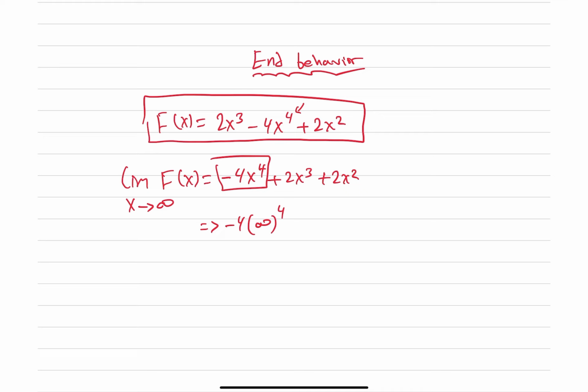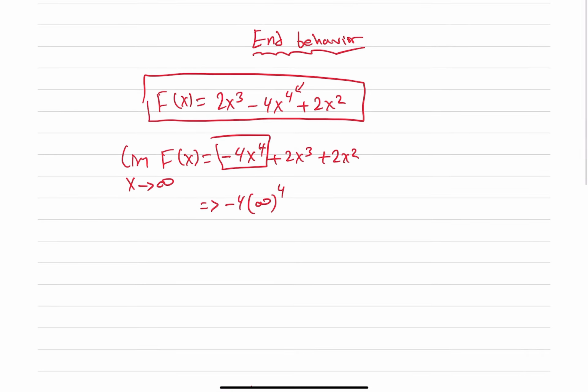Now always imagine infinity as a very large number. Let's say it's 1 million. If I have 1 million raised to the power of 4, well, that's going to be a larger number, let's say 1 trillion. But if I multiply it by negative, what do we get? We get negative of whatever that number is. So it's a very large number, but it's negative, so now it's negative infinity, if that makes sense.